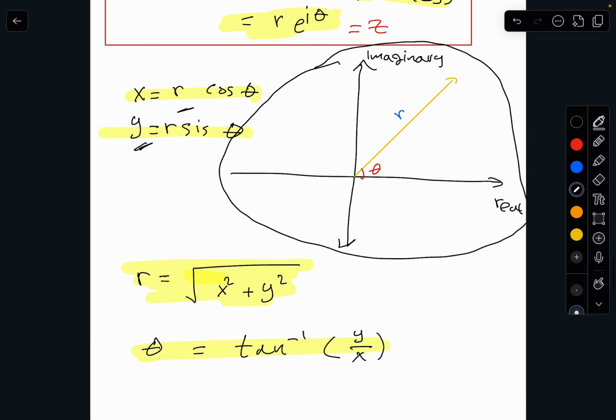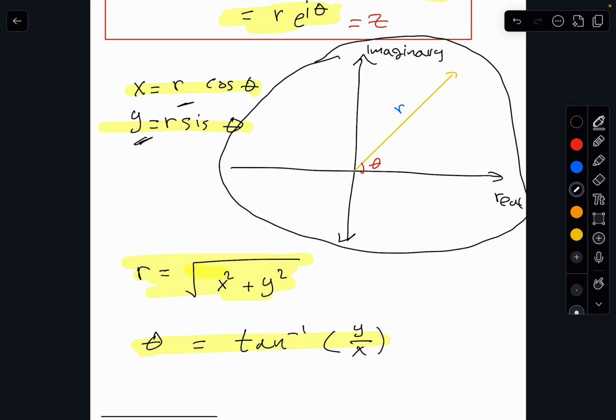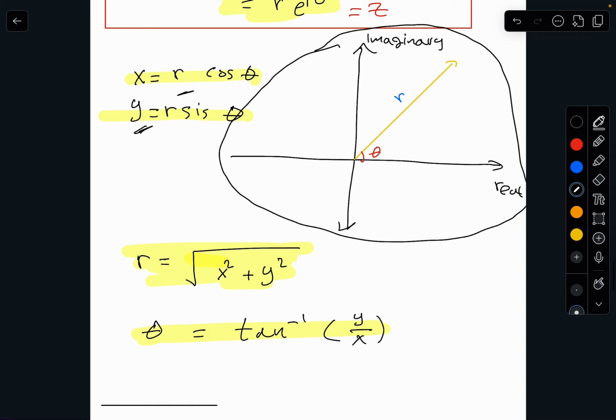So how do we know theta? We know theta by tan inverse. And how do we know r? We know r by this formula.